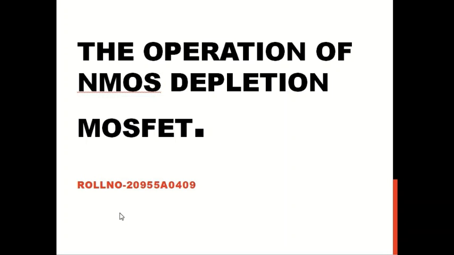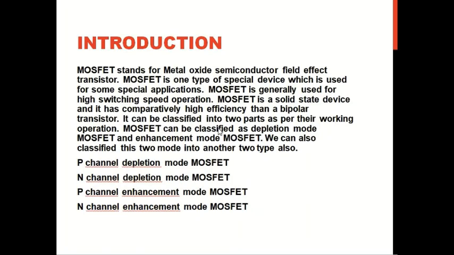Operation of the NMOS depletion type MOSFET. Introduction: before going on to the topic, we have to know what a MOSFET is. MOSFET stands for metal oxide semiconductor field effect transistor. The MOSFET is a special device used for specific and special applications. It is generally used for high switching speed operations.